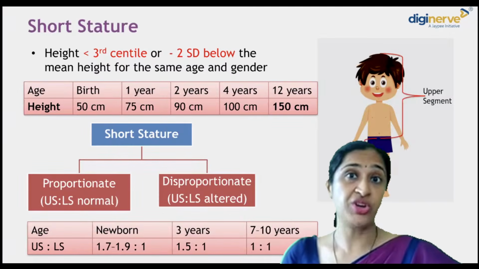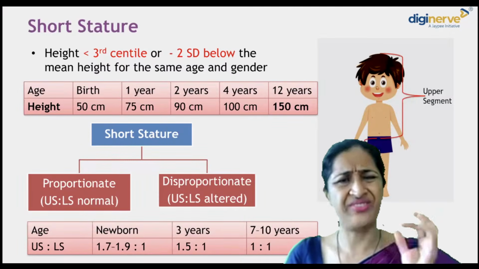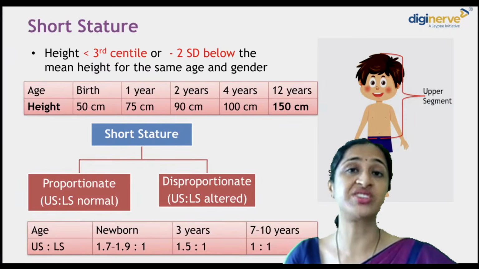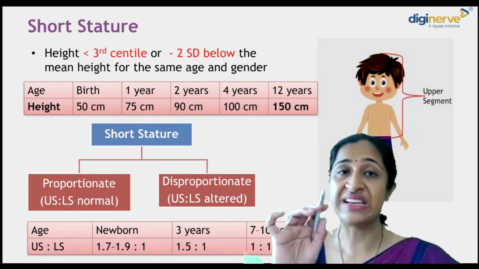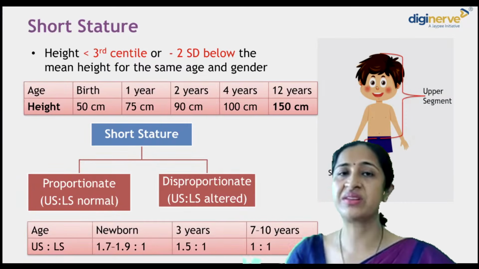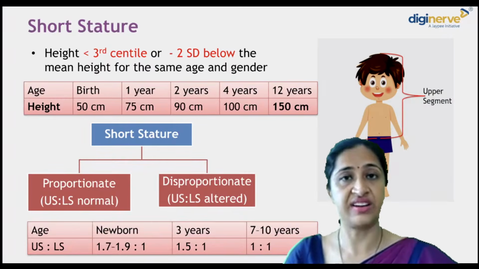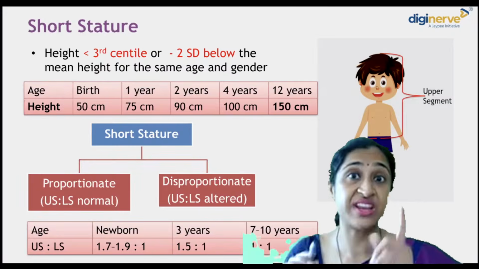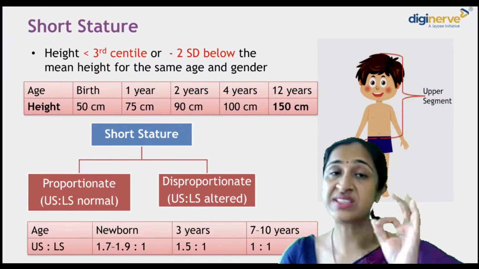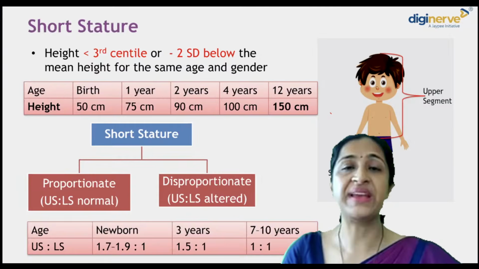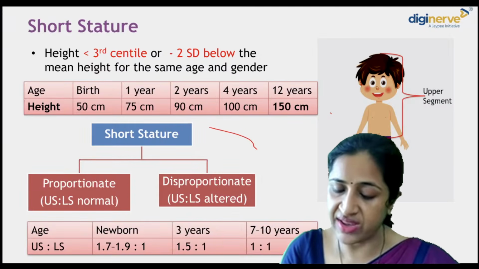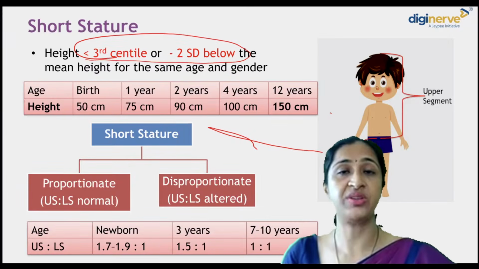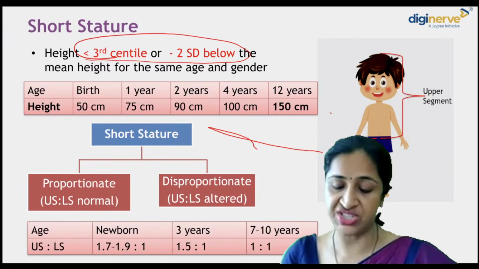Now coming to the pathological growth. Short stature, very important, very high yield. Height is called short stature when it is below the 3rd centile. Remember, the options will be 1st centile, 3rd centile, 10th centile to confuse you, because small for gestational age comes as 10th centile for weight. So this is 3rd centile or -2 standard deviation. This is very important. Okay. -2 standard deviations below the mean height for the same age and gender.